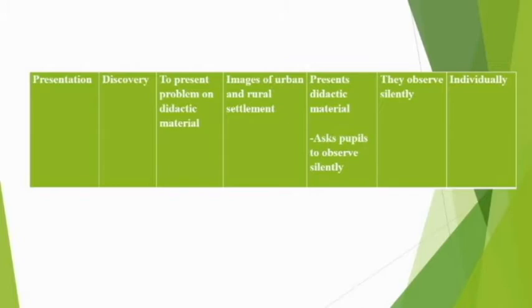And then asks people to observe silently while preparing to answer questions. This is what the teacher does at this level. When you are teaching in primary school, you have to present your didactic material, and then you ask learners to observe keenly, silently, while giving them what to observe exactly on the didactic material you have presented. Then the learners' activity: at this level, the learners are observing. They observe silently. And this observation can be individual or collective.